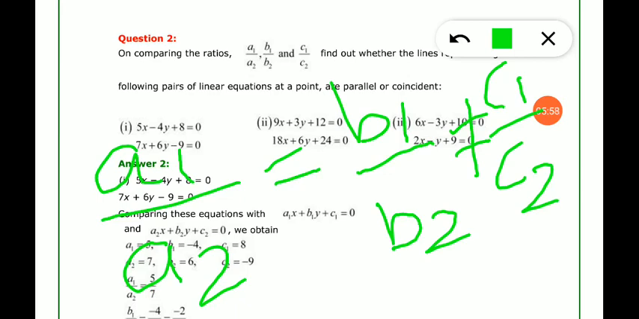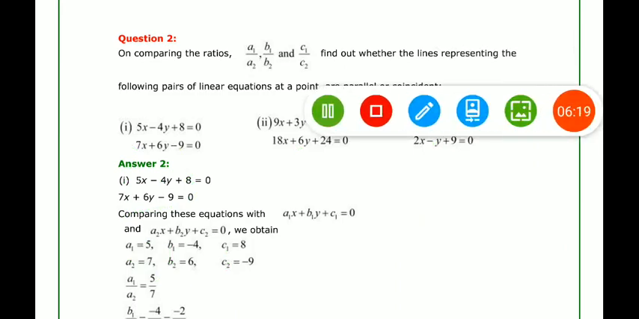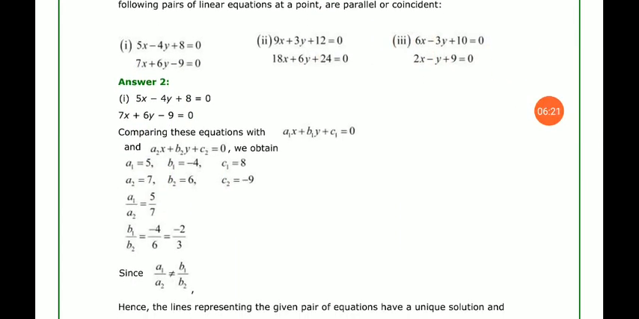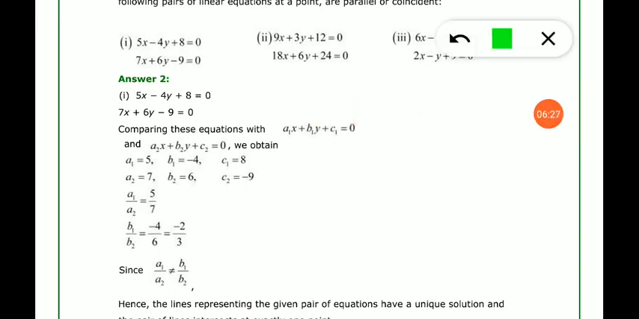And for coincident lines, we have a1 by a2 is equal to b1 by b2 is equal to c1 by c2. Got it? Okay, now we will solve the questions. First of all, we will compare the given equations with the general equation. After comparing, we will find out the values of a1, b1, c1 and a2, b2, c2.